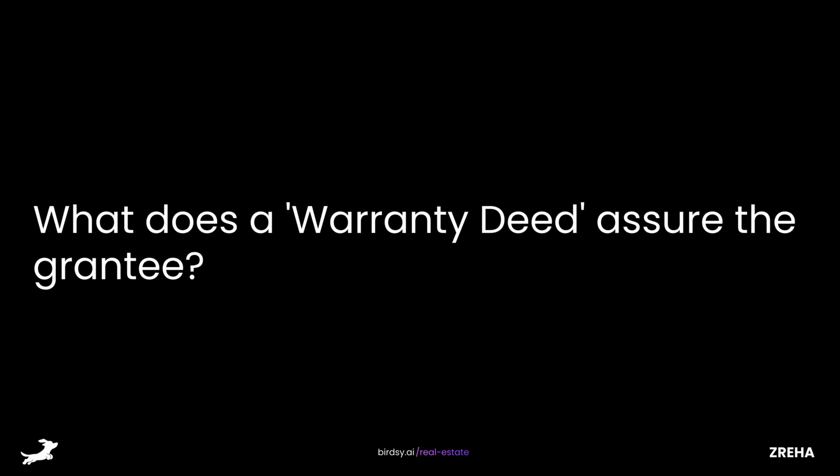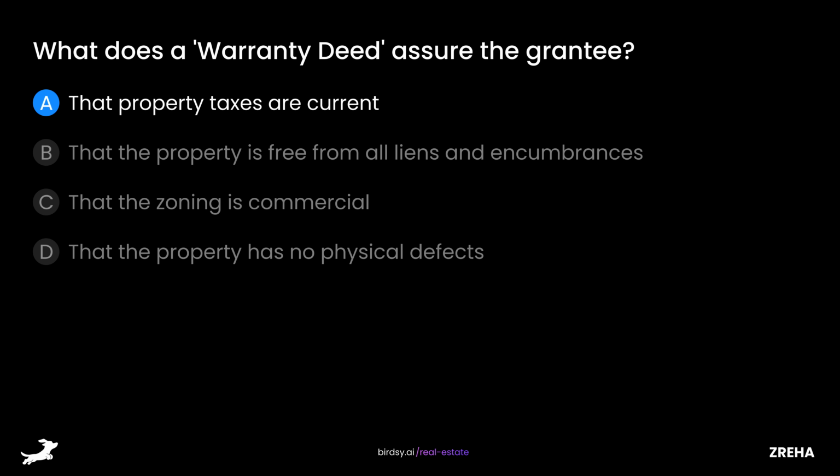What does a warranty deed assure the grantee? Is it A. That property taxes are current, B. That the property is free from all liens and encumbrances, C. That the zoning is commercial, or D. That the property has no physical defects? The answer is B.